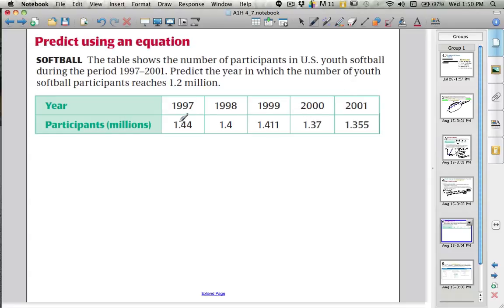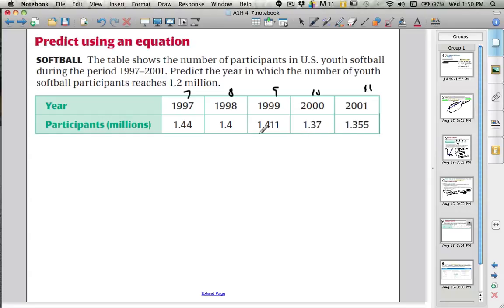Well, this is going to be extrapolation because it's going to be beyond our known values. All right, again, let's work from years since 1990. So we're going to use 7, 8, 9, 10, and 11. It's a lot easier to work with those numbers. They work better with these numbers when we start doing our line of best fit.